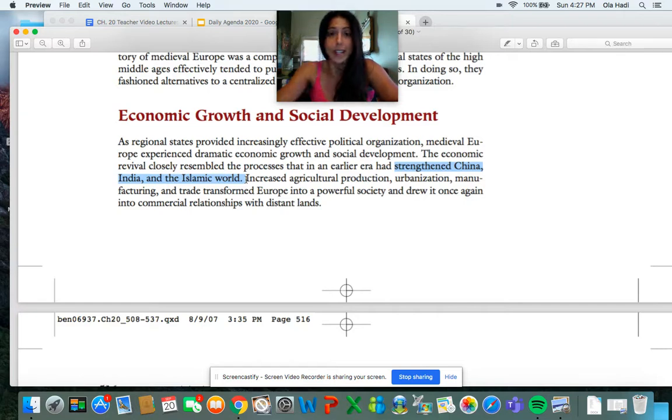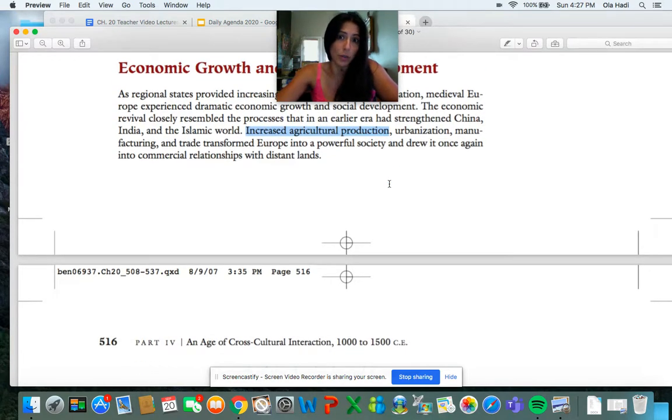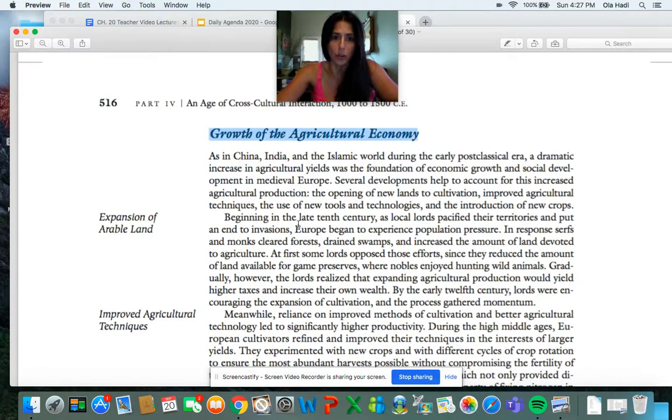And basically it's saying that because of increased agricultural production, we're going to see urbanization, manufacturing, and trade increase in European society. So you could make the comparison to other societies, where increased agricultural production will stimulate the economy. So let's talk about the growth of the agricultural economy.